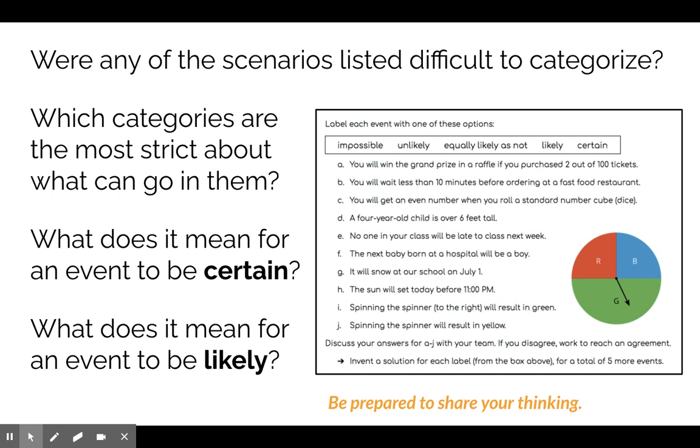We'll pause for a brief minute so that you can share out your thoughts to these questions. And once again, in the chat, I want you to tell us were any of the scenarios listed difficult to categorize?